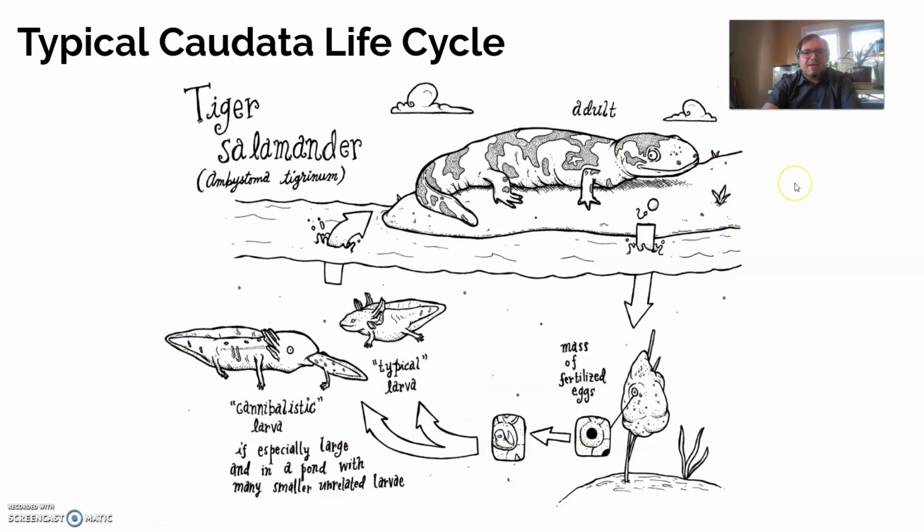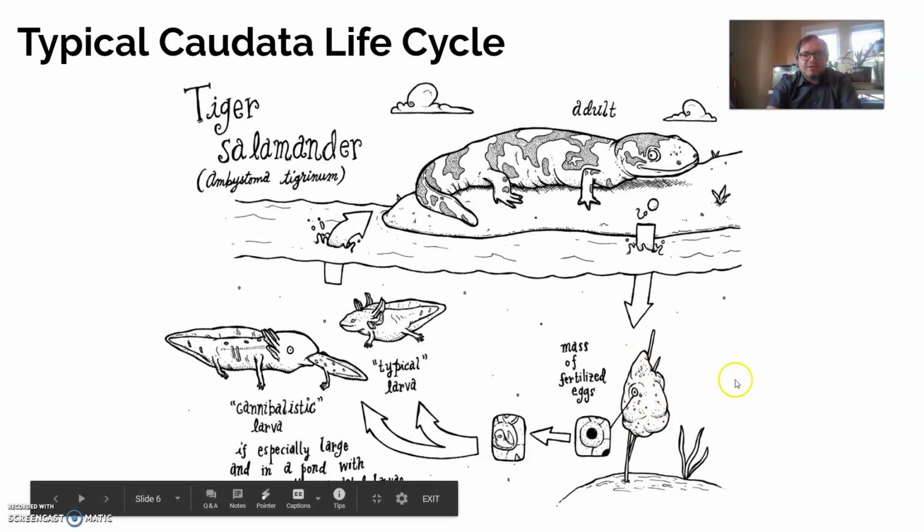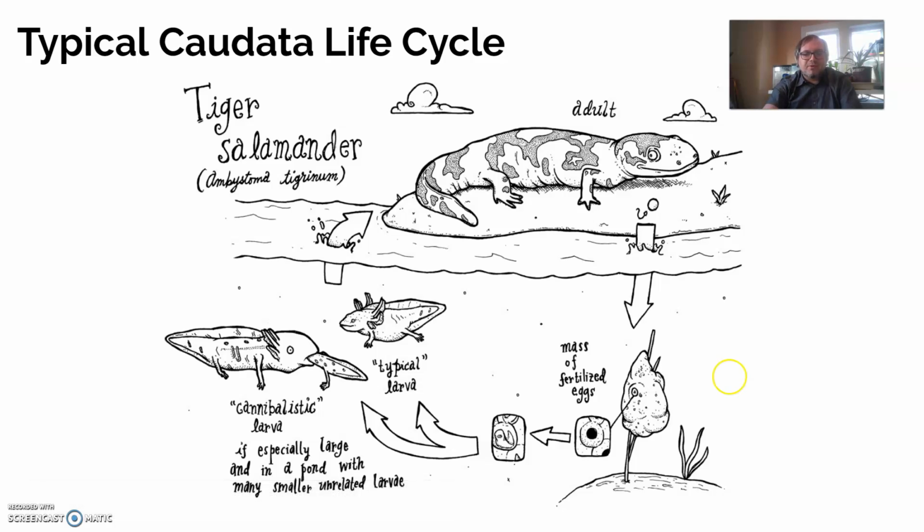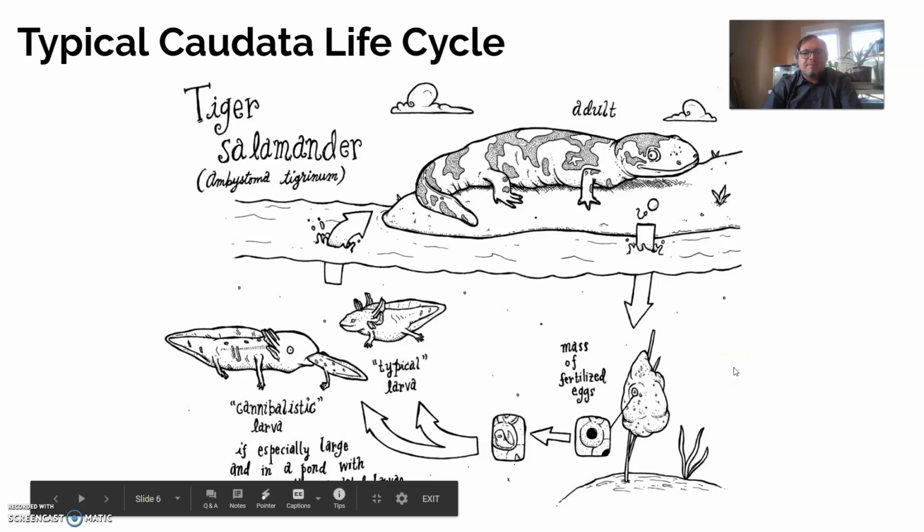So the typical life cycle for a salamander: adults will form eggs, and those egg masses are usually just left alone inside of the water. Females will fertilize them internally, usually before they deposit the eggs. Again, there's a video clip later that kind of demonstrates that.